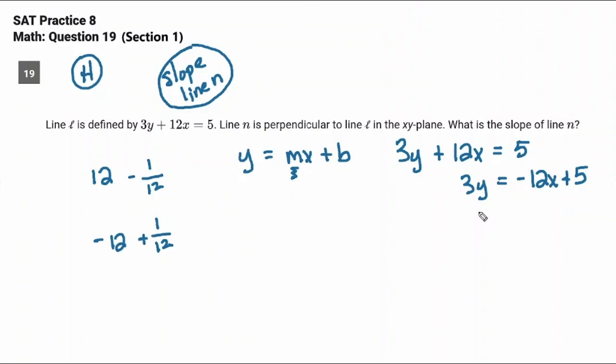Is y naked and alone? It's not. So you got to make it naked and alone. You got to divide every term by 3. Y equals negative 4x, and we're just looking for slope, so this part doesn't matter. Now, the slope, m, is negative 4.